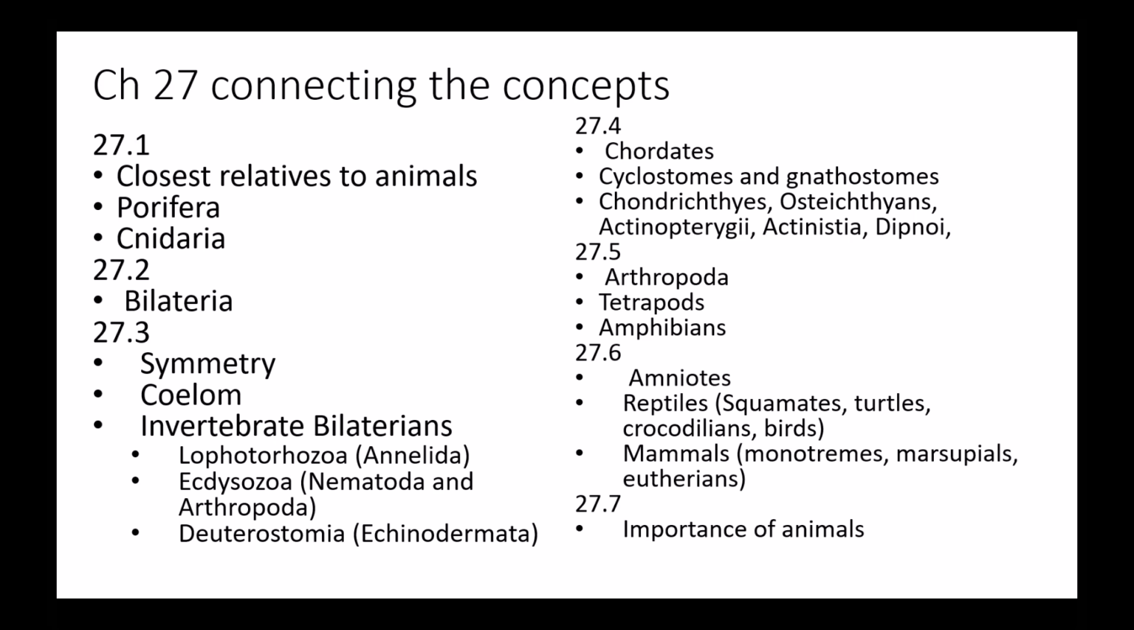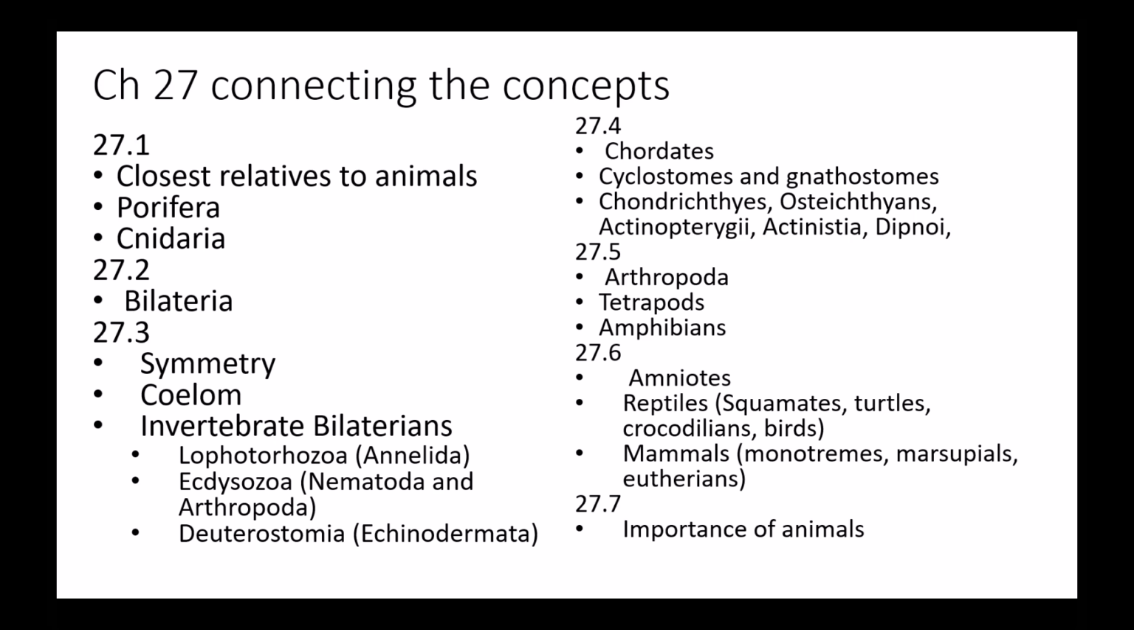Cyclostomes and gnathostomes. Cyclostomes are those jawless fish. Gnathostomes have jaws. Chondrichthyes are cartilaginous fishes. Osteichthyans, bony fishes. Actinopterygii, ray-finned fish. The Actinistia and Dipnoi, those are lobed fin fishes.